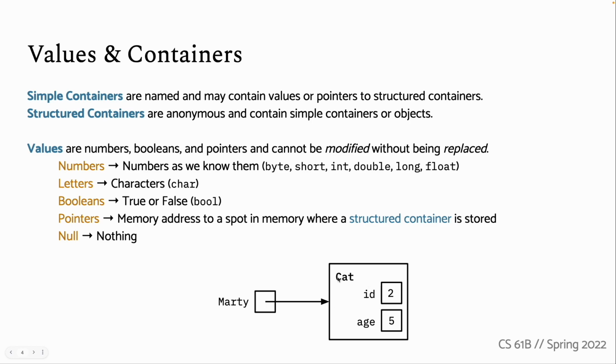And structured containers can contain simple containers. So this cat structured container, for example, contains two simple containers, one which is called ID, one which is called age. They're both named, and these happen to both contain numbers. So they're kind of in this box.